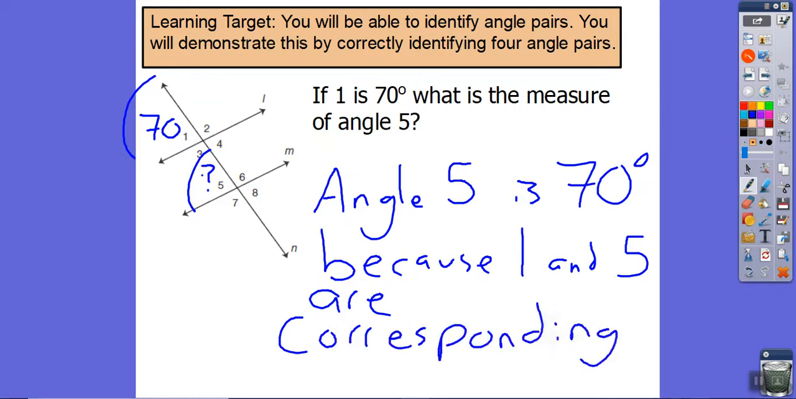Okay, three parts to this answer. You are going to answer it, angle 5 is 70. You're going to say which angles you're talking about, because 1 and 5, and then you're going to give the vocab word, are corresponding. So the full sentence: angle 5 is 70 degrees because 1 and 5 are corresponding.